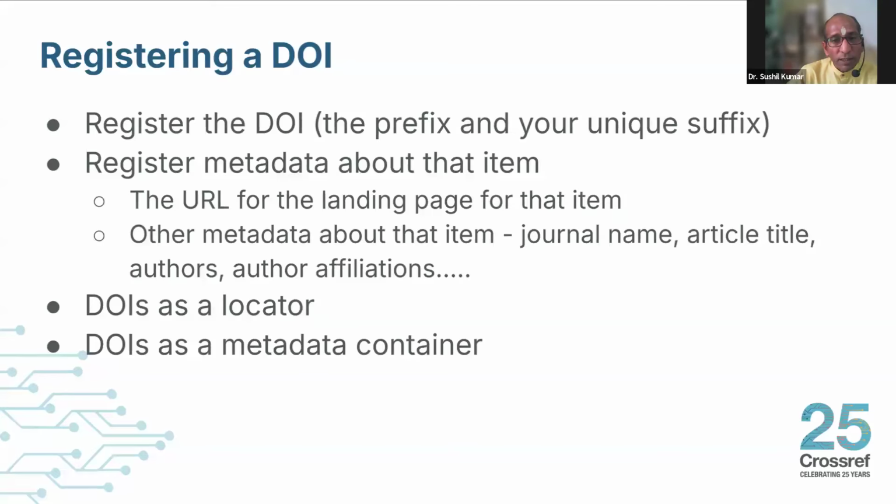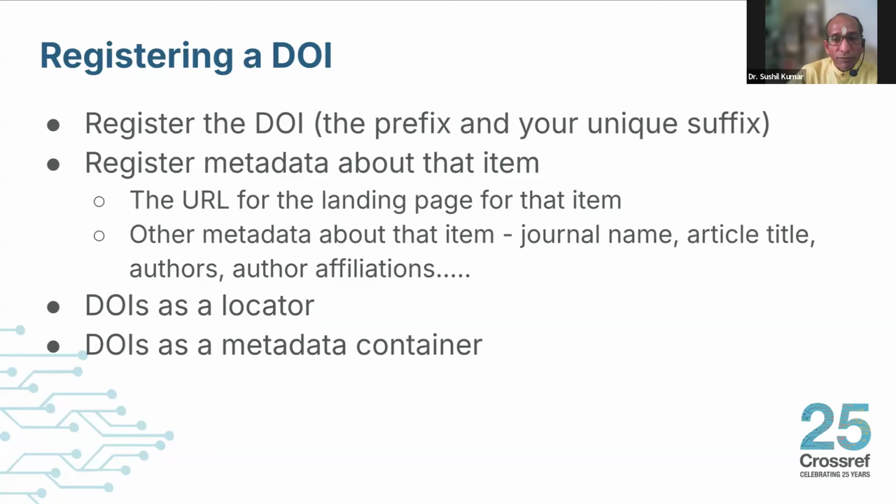When a member registers a DOI with us for a specific item, it might be a journal, a book, or a conference proceeding. They register the DOI string itself, the prefix and your unique suffix, but they also register a metadata record. For the metadata record, we will discuss our requirements in the next slides. The metadata record includes the URL where you can find that item, plus lots of other information about the item. In the case of a journal article, this would be the journal, the article title, the author names, affiliations, and many other things, in general the abstract and references, that help the visibility of your research article.